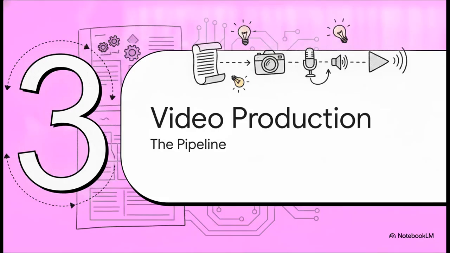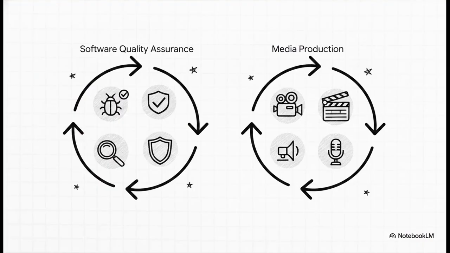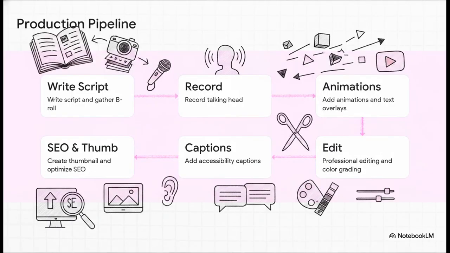Moving right along to Section 3, the video production pipeline. This is honestly the ultimate aha moment of the entire blueprint. The discipline of software QA and the discipline of media production, they are actually practically identical. Both of them rely on rigid, step-by-step life cycles to guarantee a completely defect-free final product. And that pipeline is relentless.